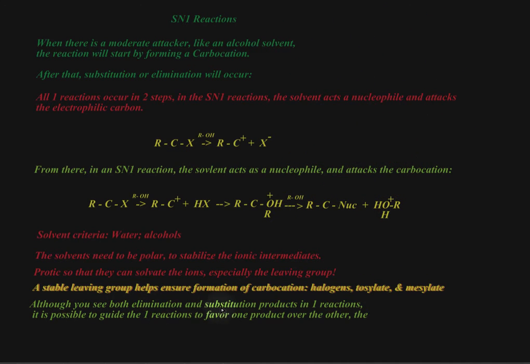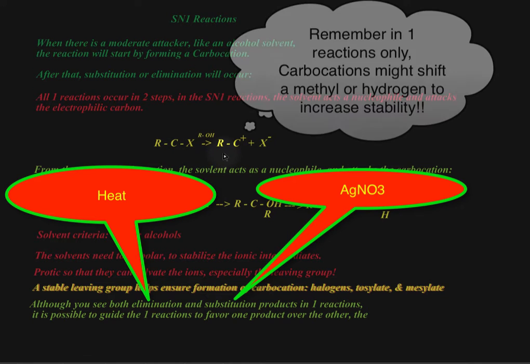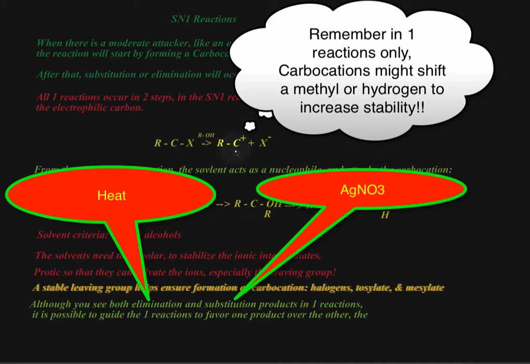Although you see both elimination and substitution products in the SN1 reactions, it's possible to favor one over the other. Right? So if I put an alkyl halide in an alcohol solution, I'll form a carbocation, and I might get some rearrangements, whether it's a methyl or hydride shift, but I'm going to see most of the time the elimination product and this substitution product that we just had. So how can I favor one over the other?